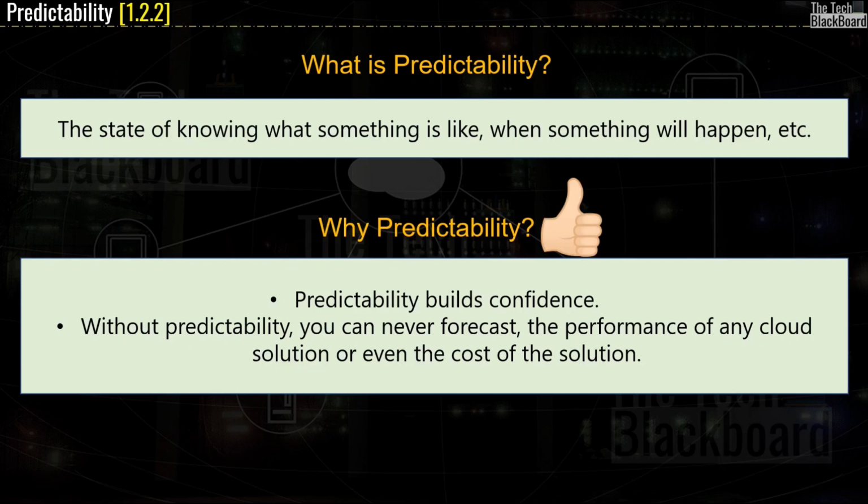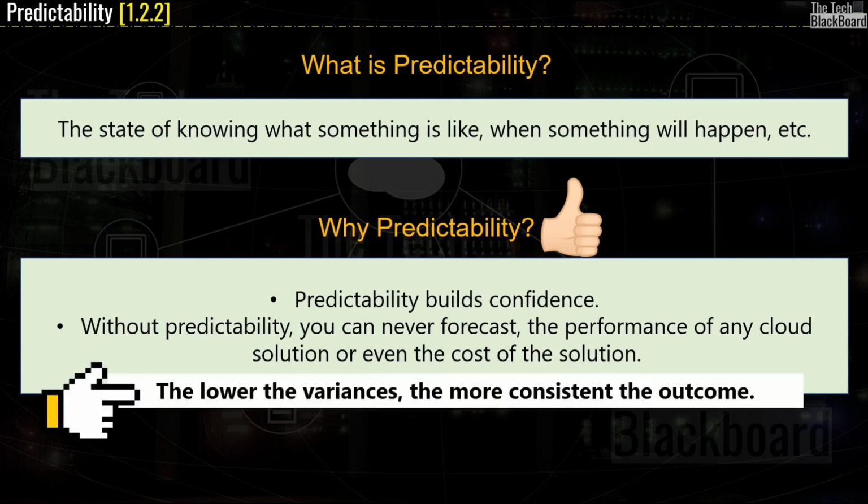Without predictability, you can never forecast the performance of any cloud solution or even the cost of the solution. So in simple words, predictability is the behavior of the system that is expected in certain situation or while performing a certain action on the system. As a generic rule, the lower the variances, the more consistent or predictable the outcome of any system.